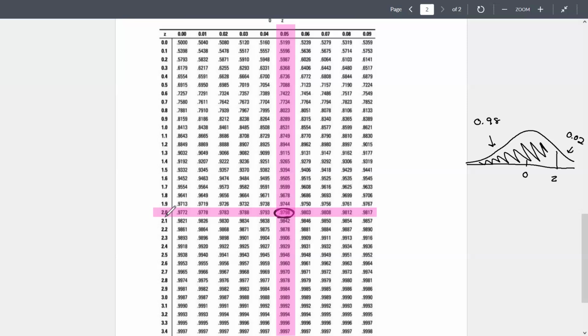So if we go backwards and try to figure out what that z-score should be, what we're seeing is that my z-score should be 2.05.